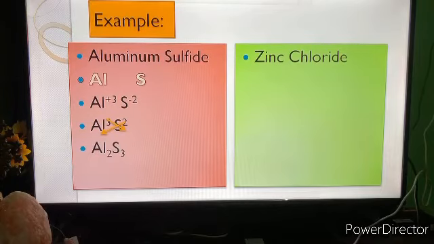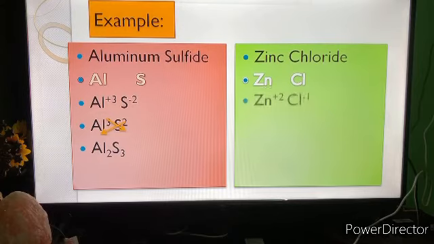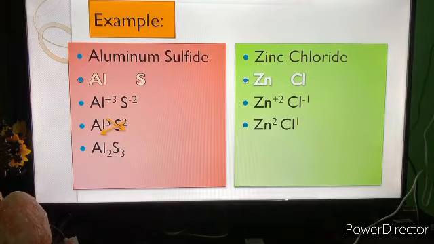Now, second, we have zinc chloride. Again, write the symbol of the elements: Zn for zinc and Cl for chlorine or chloride. Second, write the positive oxidation number of the first element followed by the negative oxidation number of the second element. The oxidation number of zinc is positive 2 and the oxidation number of chloride is negative 1. Step number 3 is drop the positive and negative signs, so I have here Zn2 and Cl1. The fourth step is crisscross the superscripts to make them subscripts: 2 for Cl and 1 for zinc, so it will become ZnCl2. So, the chemical formula for zinc chloride is ZnCl2.